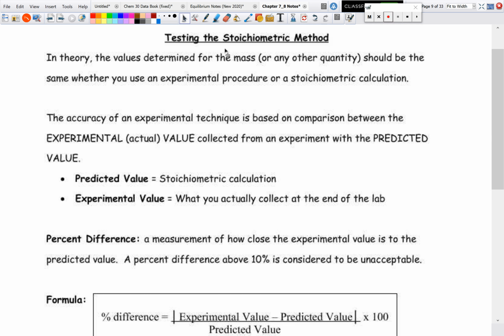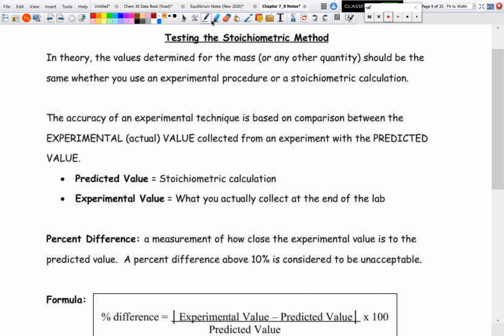We're just going to be looking at testing the stoichiometric method. What this means is, normally if you are doing stoichiometry, we're analyzing chemical reactions, so we need to be able to test that if we are doing a reaction, we're optimizing it and we're actually getting everything that we should be getting out of it.